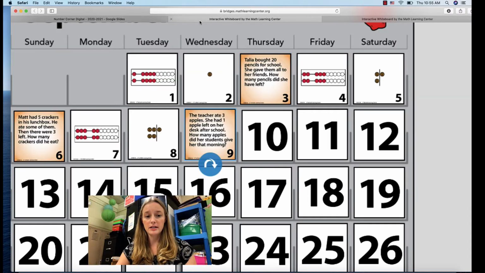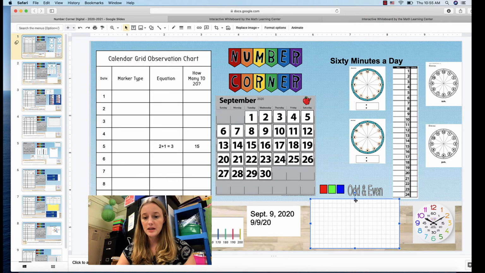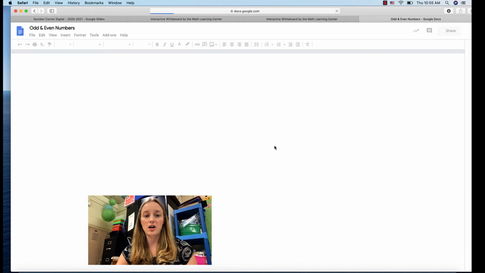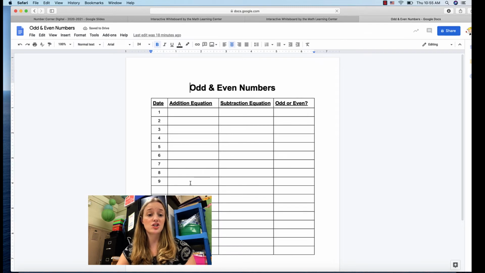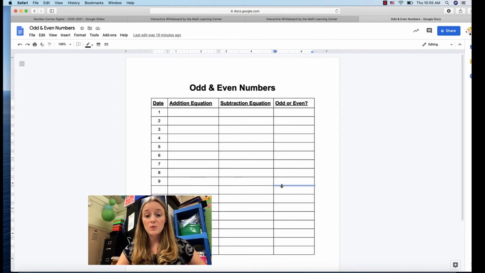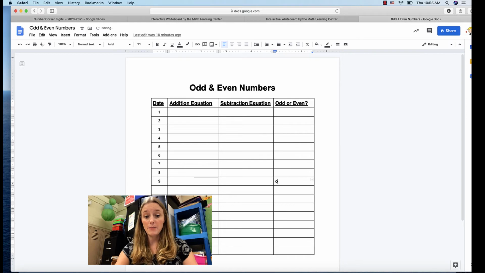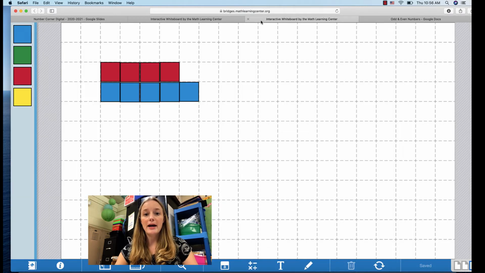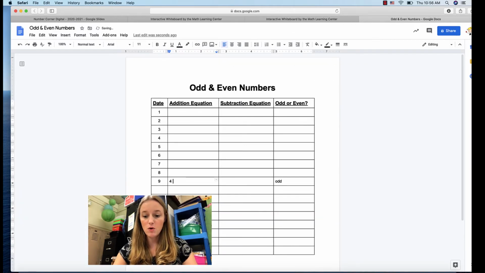So on my chart here, sorry, I clicked on the wrong one. I'm going to go ahead and go to our odd and even chart, and I'm going to fill in for today. So we figured out that this number was odd. And if we wanted to do an addition equation today, I would look back, and we had 4 plus 5, and I would type that in there, 4 plus 5. I could have done the same thing as 5 plus 4. If I wanted to add the bottom number to the top number, it would still equal 9.